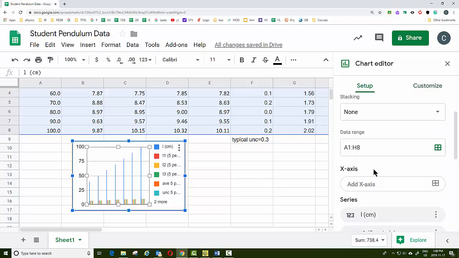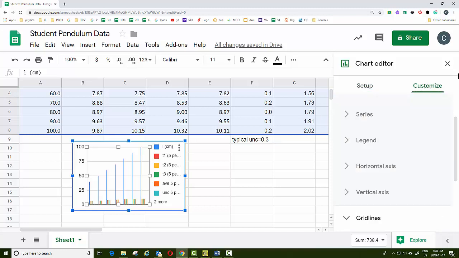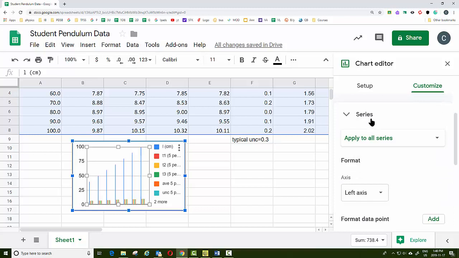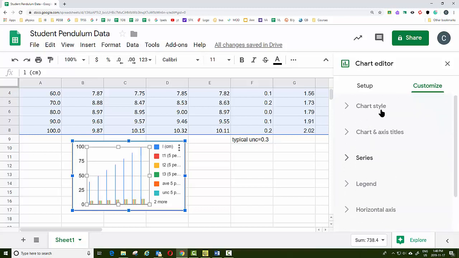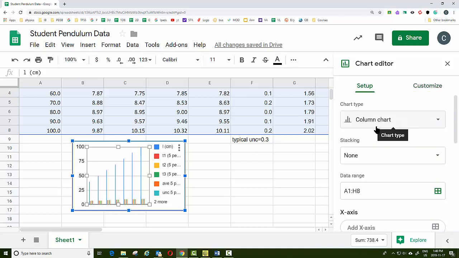Under setup, that's where you tell Google Sheets, okay, this is the data for my x-axis, this is the data for my y-axis, etc. And then the customize, that's where you do things such as adding trend lines or adding error bars or adding your chart titles, etc. First thing we have to do is to choose what type of chart that we want. In any of your science graphs, any of the graphs that you do with me are not going to be a bar chart. They're always going to be scatter graphs.